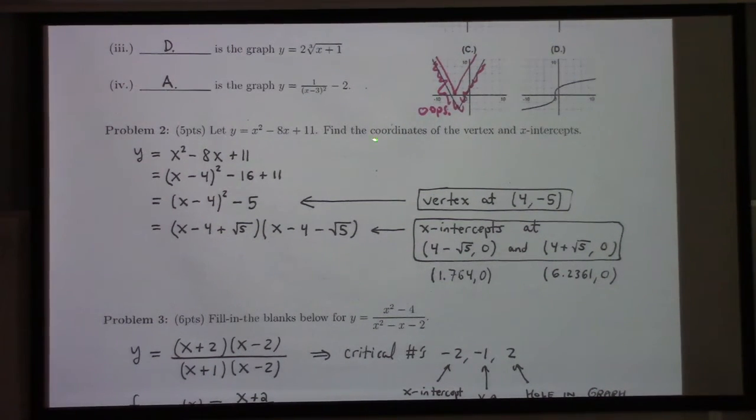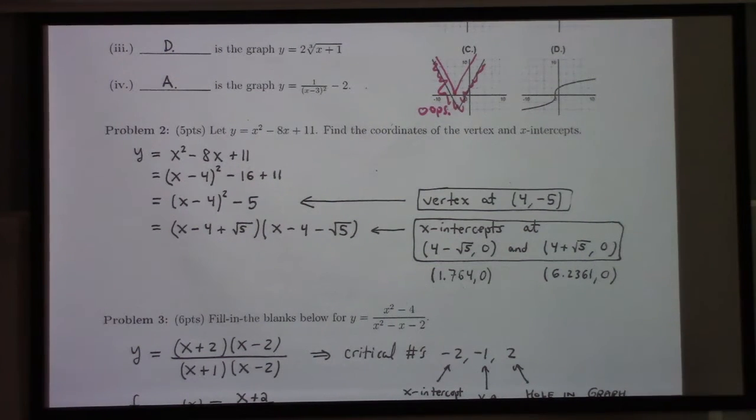Now, also, I've asked for the coordinates, right? Coordinates are what? X and Y. So these are pairs. A point is a pair of coordinates. So the coordinates for the vertex are (4, -5). The coordinates for the x-intercepts are (4 plus or minus root 5, 0). I don't think I took off points if you just told me 4 plus or minus root 5. However, if you just circled that you'd factored it and said that's the x-intercepts, I probably took something off.